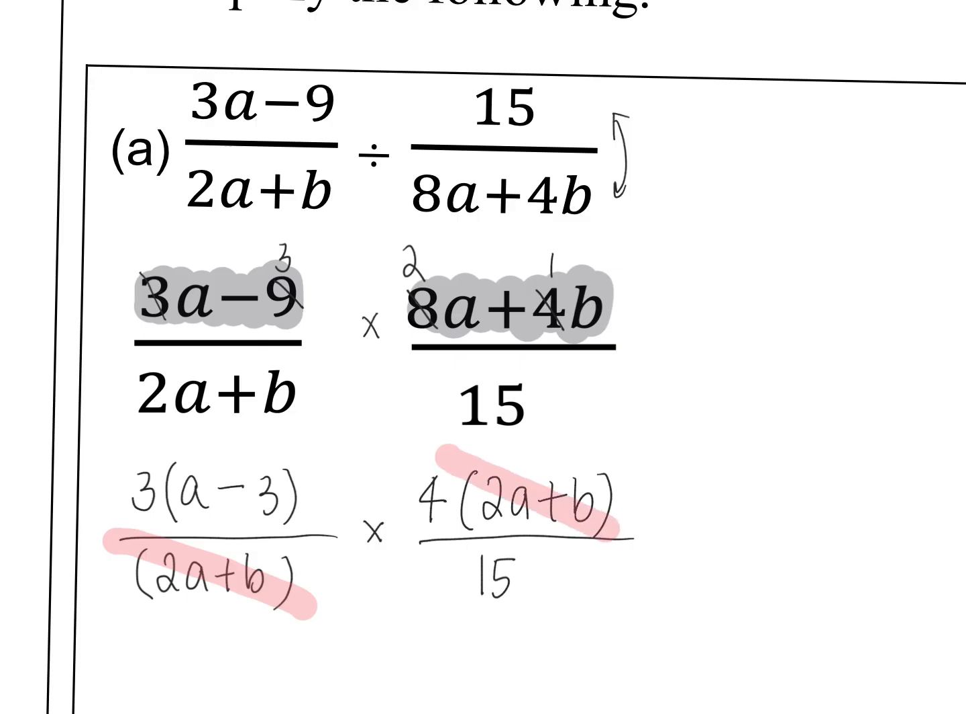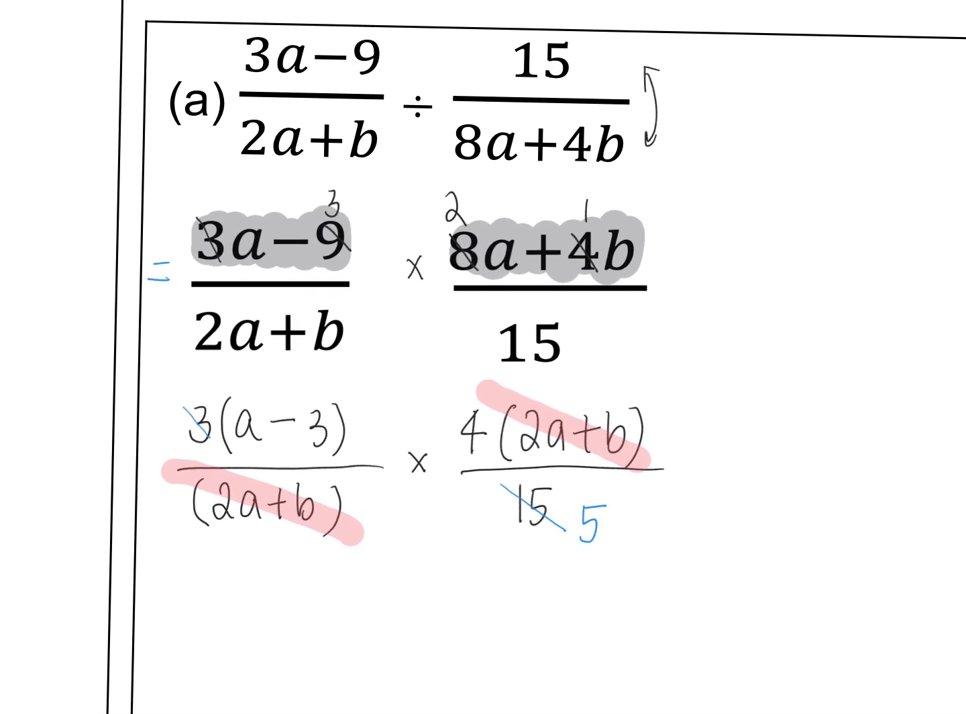Yes. So this one I can divide by 3. This one left 5. So what am I left with in the numerator? I have 4 of this thing. Okay, and then at the bottom is a 5. That's it. So this is the answer.